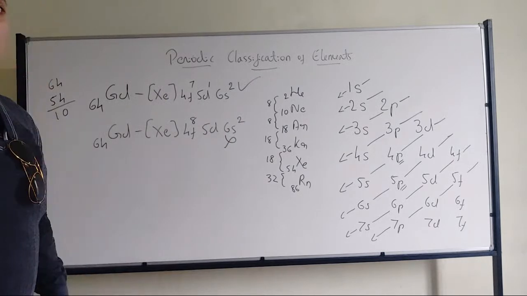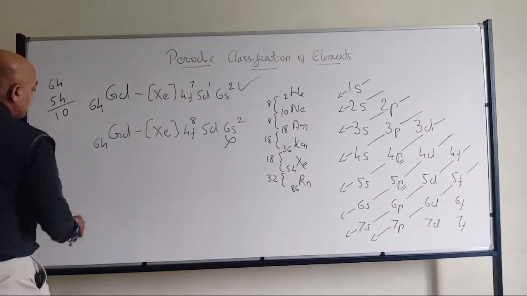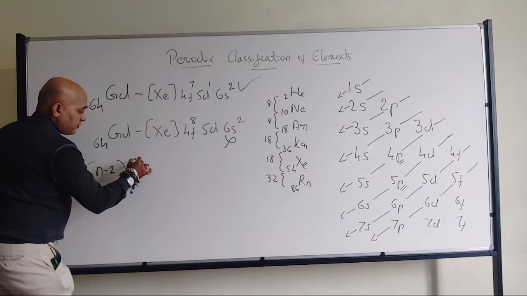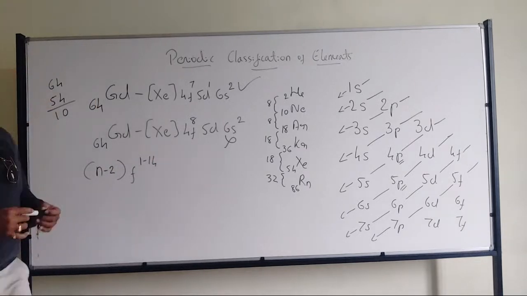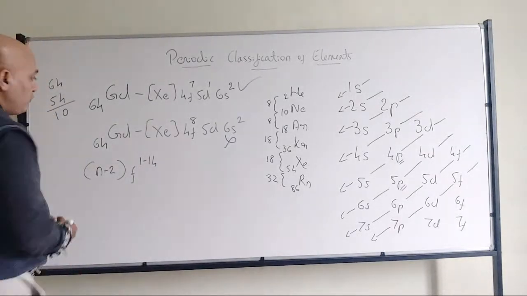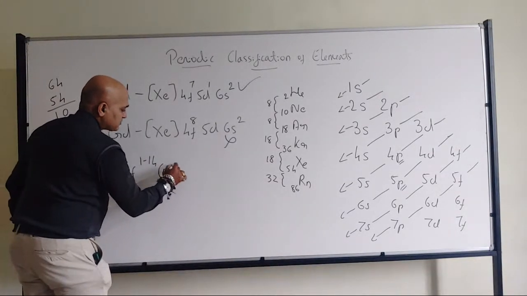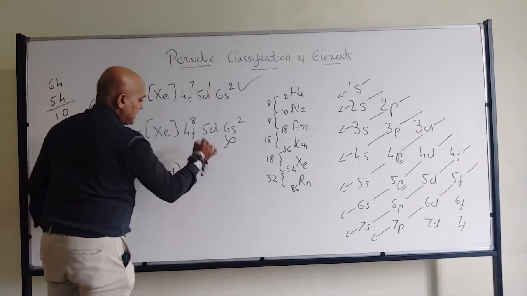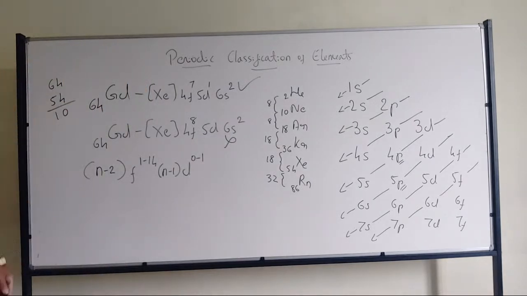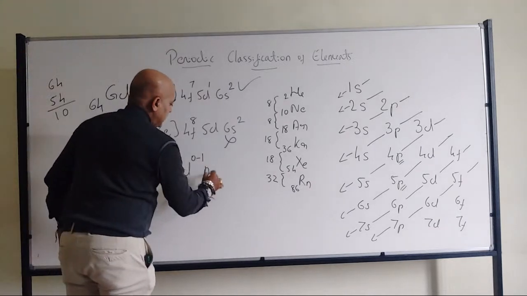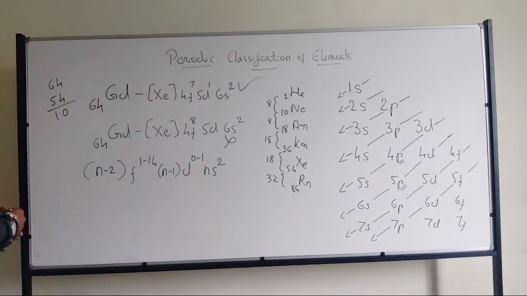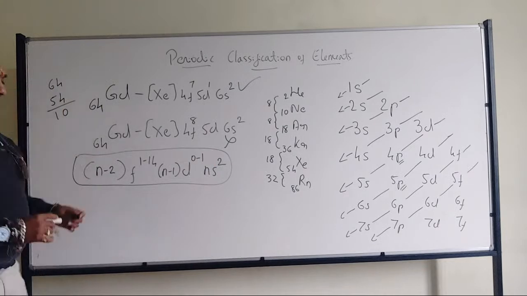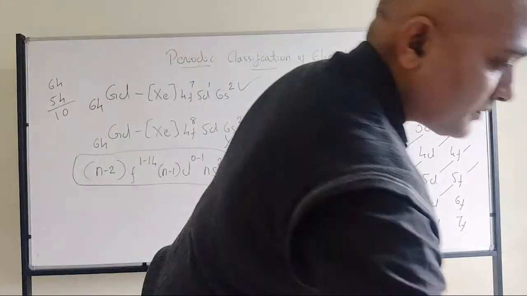Therefore, the general electronic configuration for F block elements will be (n-2)f1 to 14, because that's where the f subshell is getting filled, 1 to 14. Then (n-1)d, it can be 0. In many cases it will be 0 only, and in some cases it can be 1, like gadolinium. 0 to 1, ns2. So this is the general electronic configuration. All of you have understood?